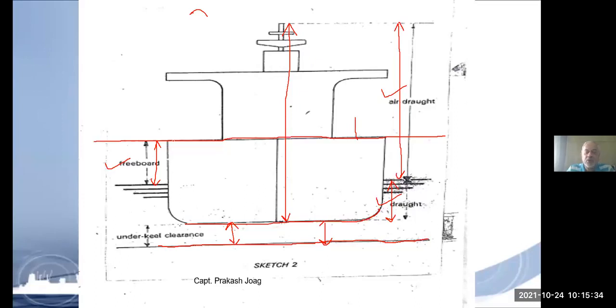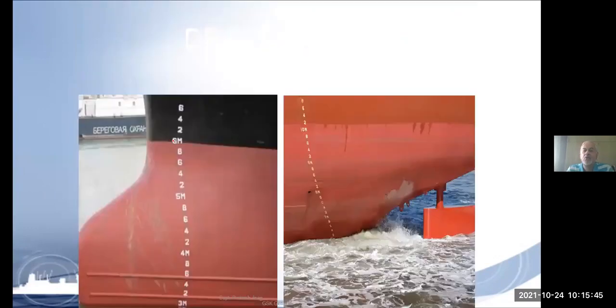Okay, so all these dimensions are okay. I hope that draft, air draft, freeboard, and UKC, under keel clearance. Okay, so now to read the draft, or to know how much the draft is, where the ship is floating. The ship is marked on the outer surface, that is the hull of the ship, the draft marks are given.